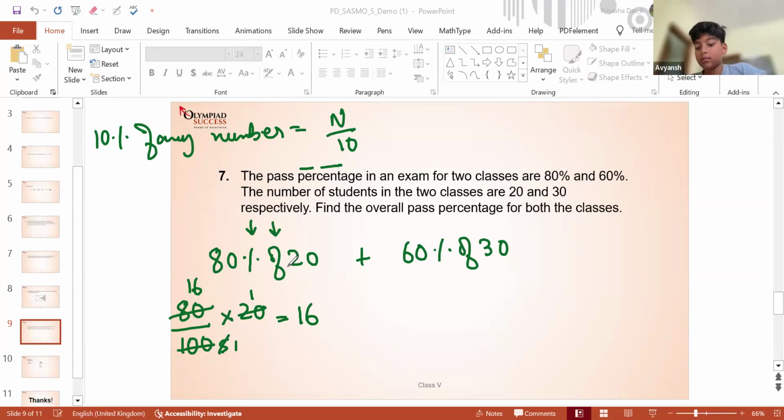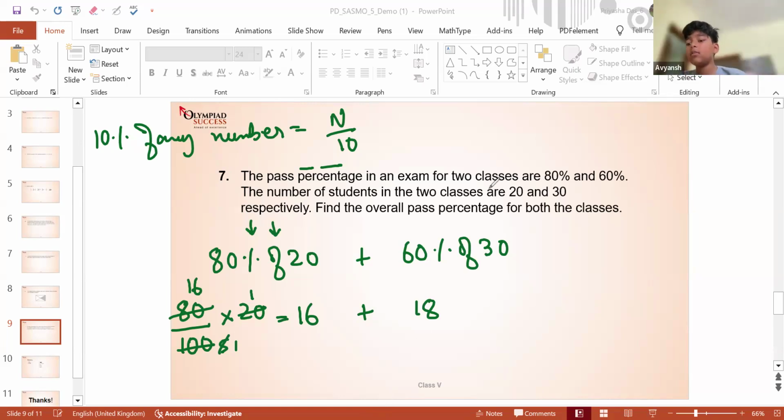And if 10% is 3, then 60% will be 3 times 6, which is 18. That's right. So you understood what I did mentally, right? 10% of 30 was 3. So 60% is into 6. And that's how I get 3 into 6.